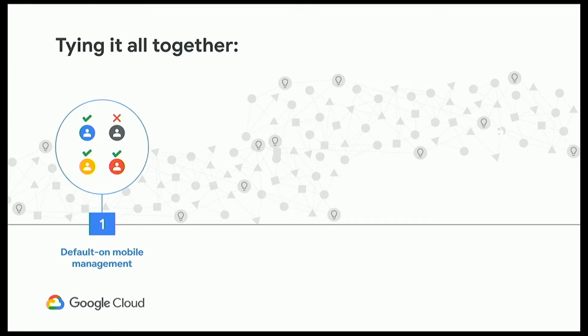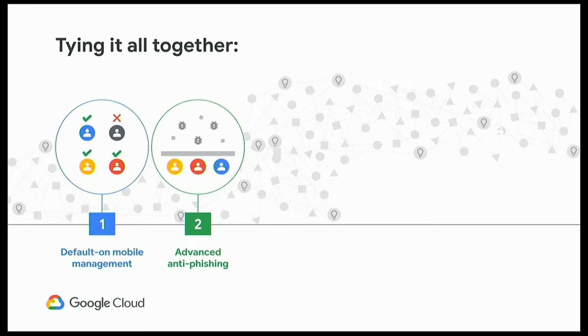But beyond that, if you have a lot of new users joining every day, even without users having to install profiles, you should be able to get basic control on the device, things like being able to wipe an account or being able to enforce a passcode. And we have that with this default on mobile management, which we'll demo in a bit.